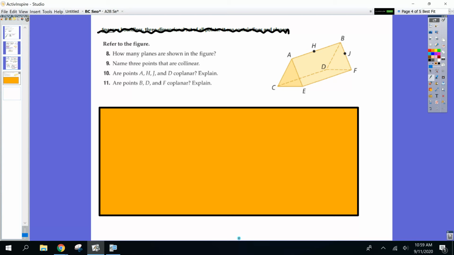Questions, the next 4 questions, which I know are labeled differently on yours, but it's fine. How many planes are in the figure? Name 3 points that are collinear. Are these 4 coplanar? Are these 3 coplanar? I'll give you guys a couple minutes to answer those at the best of your ability. I know you guys have questions 1, 2, 3, 4. That's fine. Go ahead and answer those 4 questions, best of your ability right now.